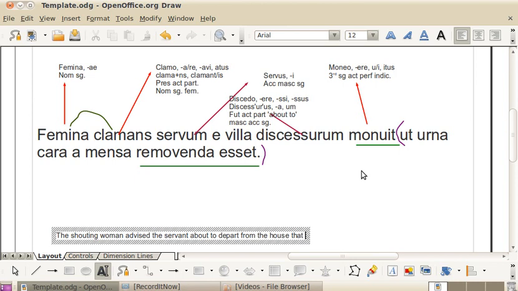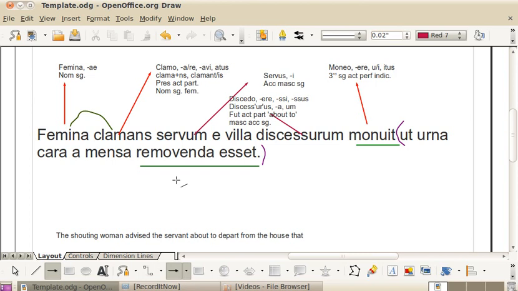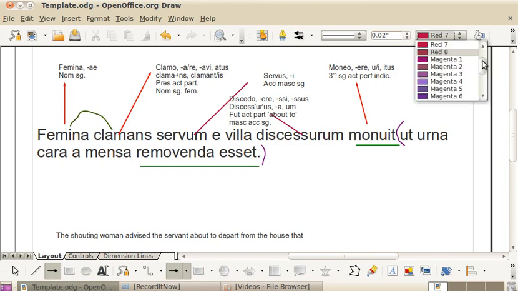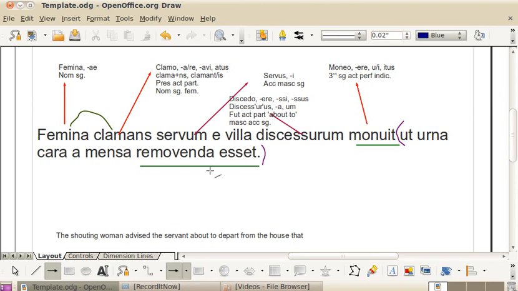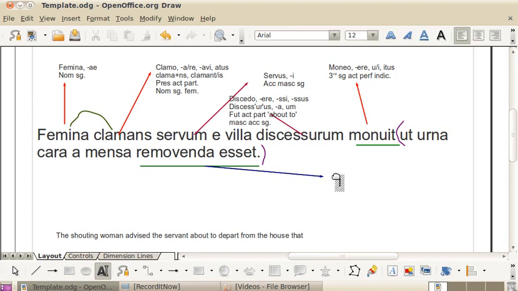Now, compound verbs frequently intimidate students, but in fact, I find that they're even more helpful than simple verbs, simply because it will give us a lot more information about our subject. The verb to be, esset, is in the imperfect subjunctive, and that's what we would expect with this subordinate clause. The ut clauses, these indirect commands, require verbs to be in the subjunctive mood, and esset happens to be in the imperfect subjunctive.